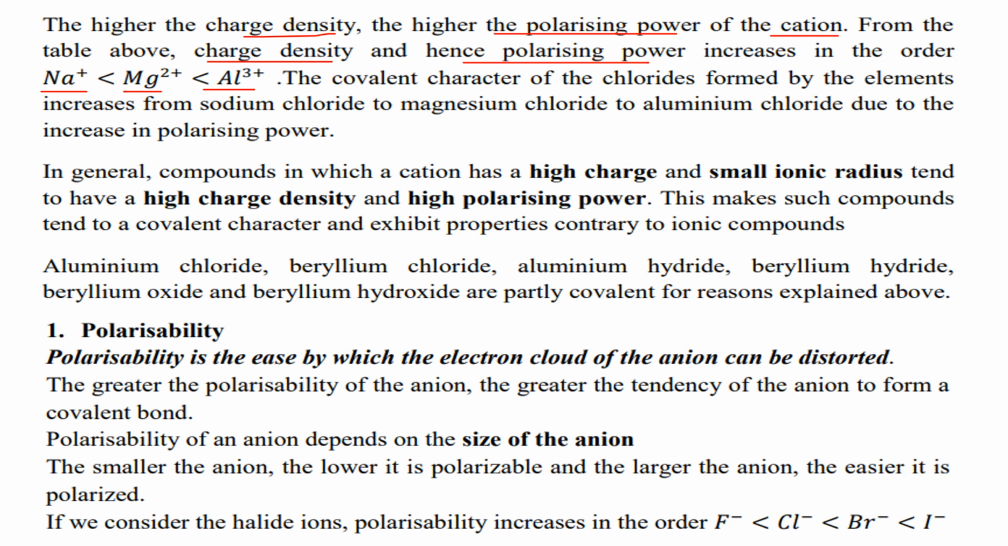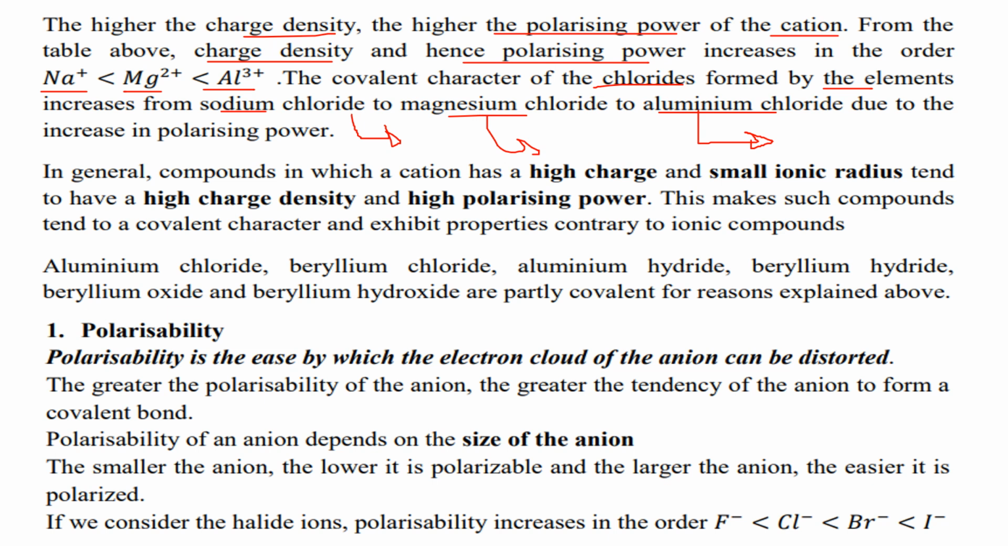So we're going to say that the covalent character of the ionic compounds formed by the elements is going to be increasing. For example, if you're having chlorides, its covalent character is going to be increasing from sodium chloride to magnesium chloride to aluminum chloride. And this statement means that aluminum chloride is going to have the highest covalent character, followed by magnesium chloride, followed by sodium chloride. And that's because of polarizing power.